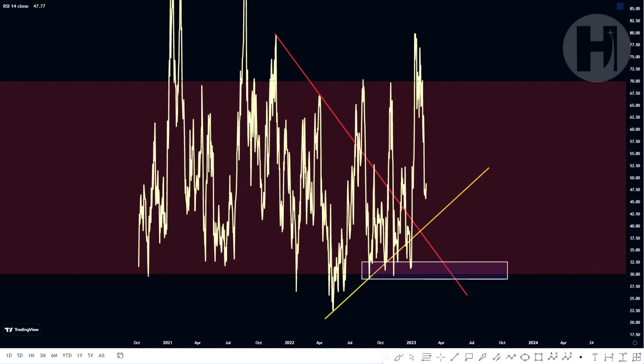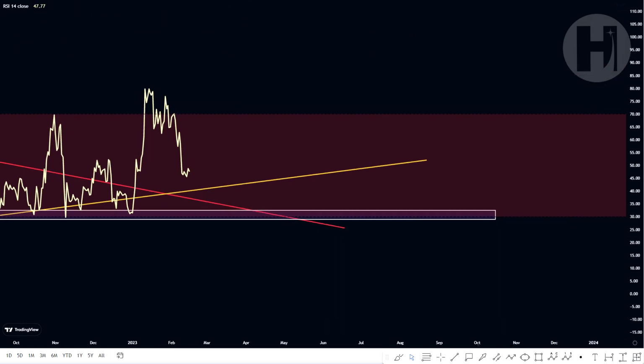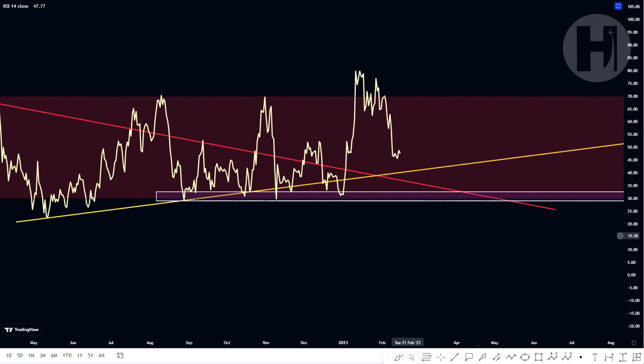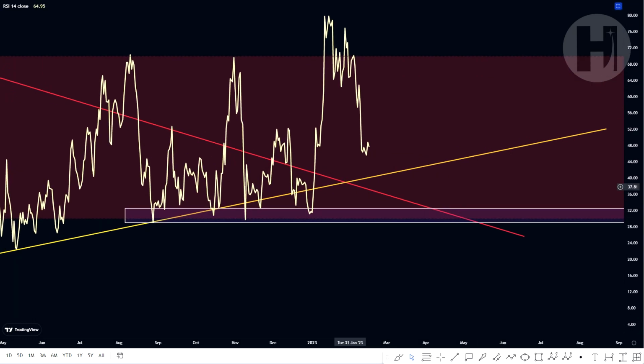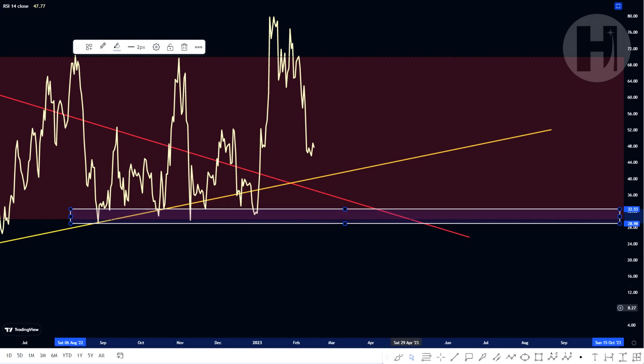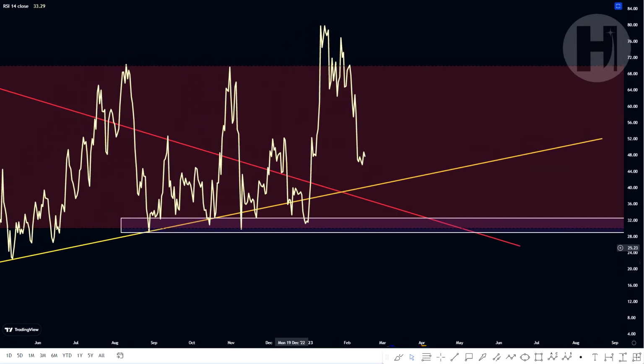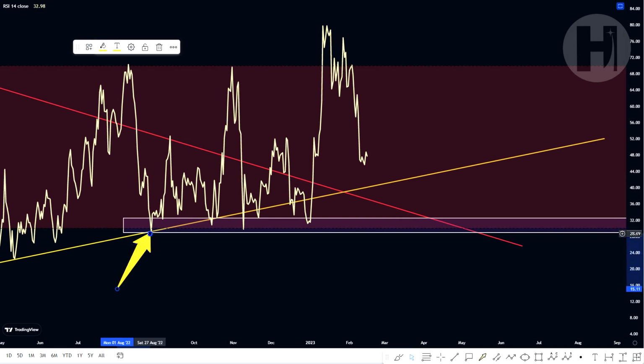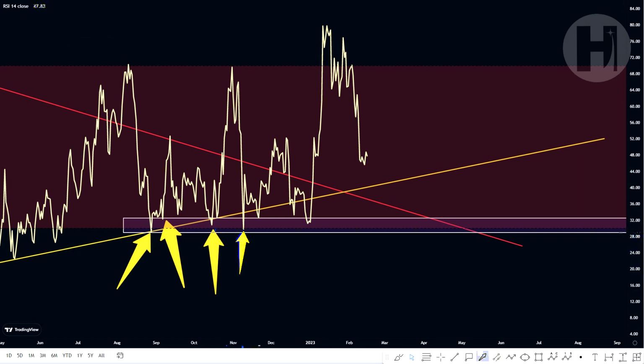Taking a look at the daily RSI, we're hoping to see a retest off of the yellow support trend line, if not the red support trend line. If not, then the support block below, which is set up between 32.5 all the way down to 29 on the RSI. And that has been a great entry point ever since August of 2022. So every time you came back down to this area, you saw a very, very strong move to the upside. So I would be looking at this level here.